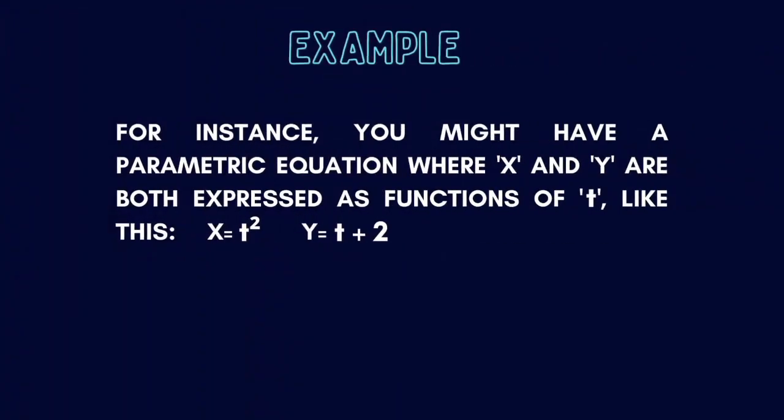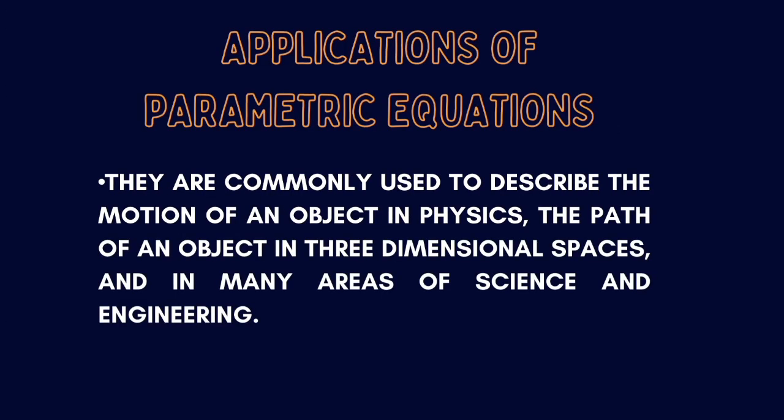Example: for instance, you might have a parametric equation where x and y are both expressed as functions of t, like this: x equals t squared, y equals t plus 2. In this case, t is the parameter. Now let's dive deep into its applications. They are commonly used to describe the motion of an object in physics, the path of an object in three-dimensional spaces, and in many areas of science and engineering.